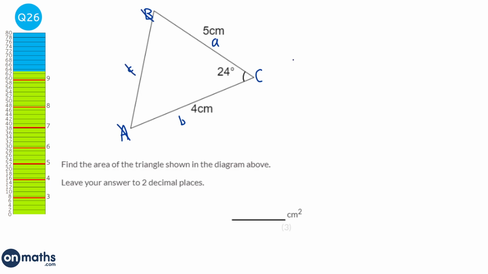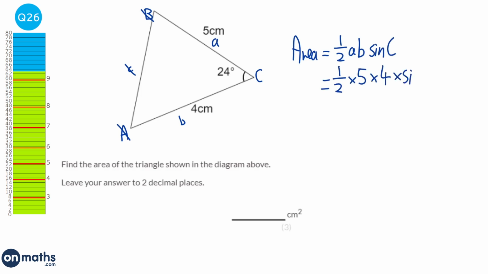And there's a nice little formula to work out the area of this triangle, and that formula is half ab sine C. So we're going to do half times a, which I've said is 5, times b, which I've said is 4, times sine the angle, which is 24. And when you work that out, you get 4.067 and so on. And when we round that, we get 4.07.